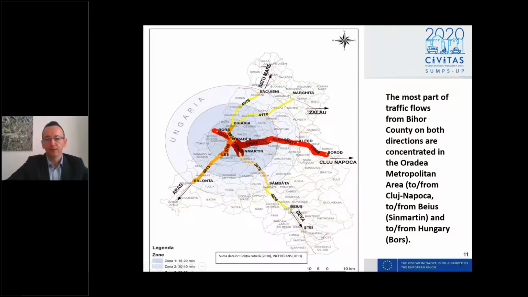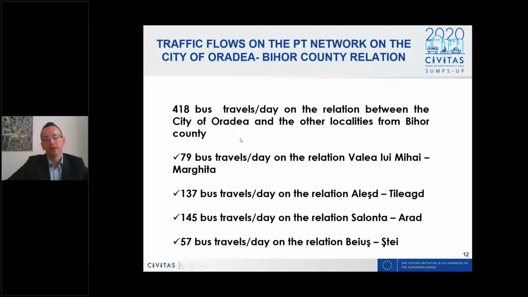We have more than 5 million passengers who transit the border between Romania and Hungary. Regarding the traffic flows on the public transport network, on the relation between the city of Oradea and the surroundings, at the level of the municipality, we have more than 400 bus travels per day between the city and the other localities.